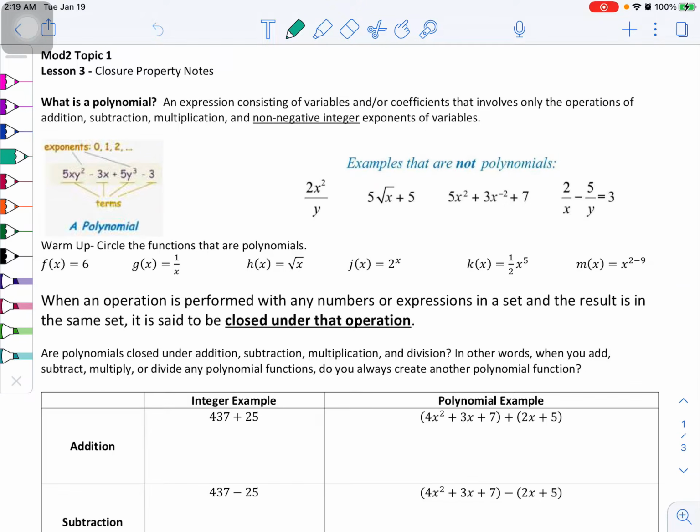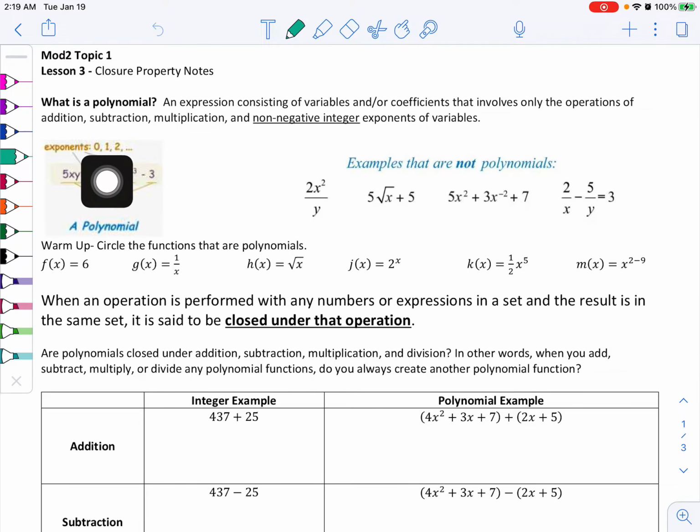So we've been talking about polynomials for quite some time, and I just want to be very explicit about what a polynomial is and give some examples of polynomials so we can talk about the closure property. So what is a polynomial? An expression consisting of variables and or coefficients that involves only the operations of addition, subtraction, multiplication, and non-negative integer exponents of the variables. So there's a lot of information in here.